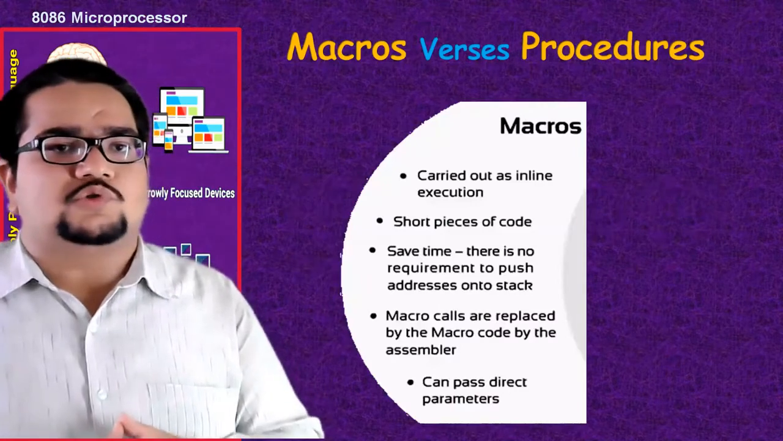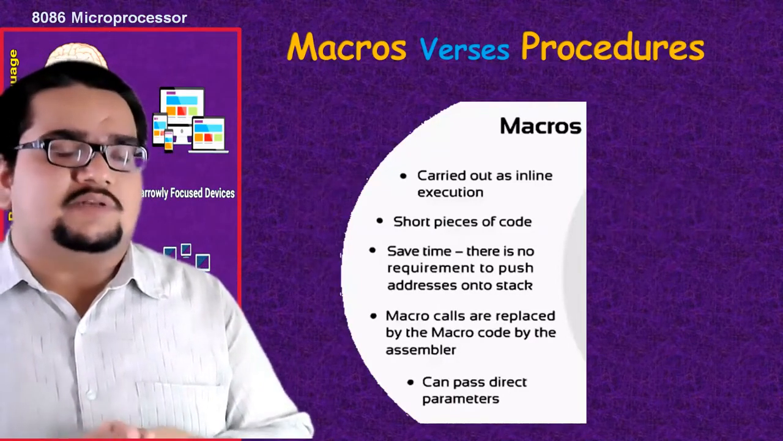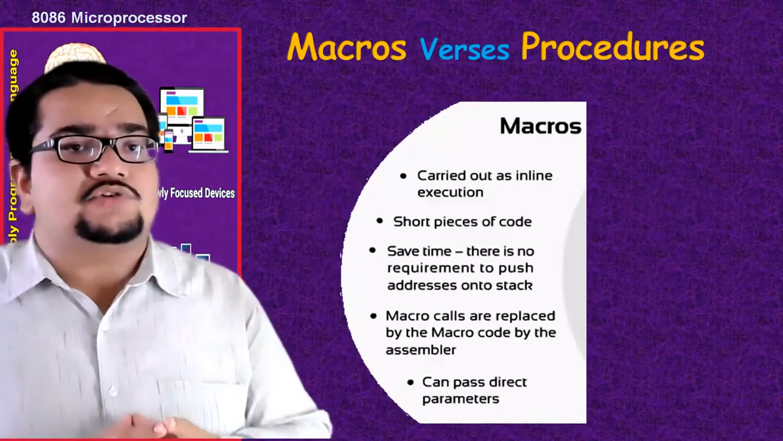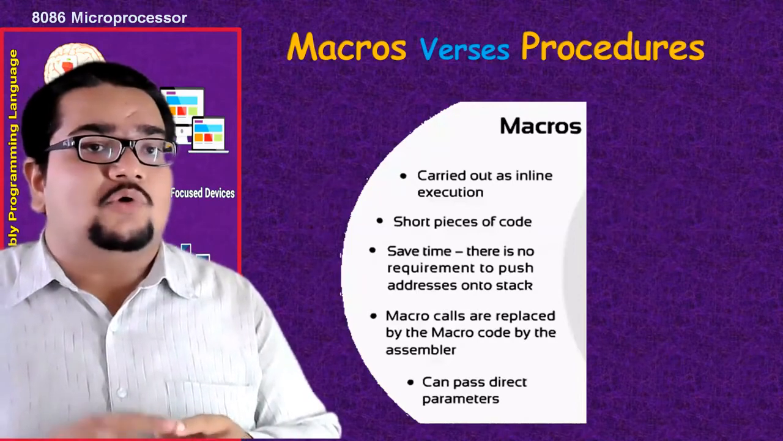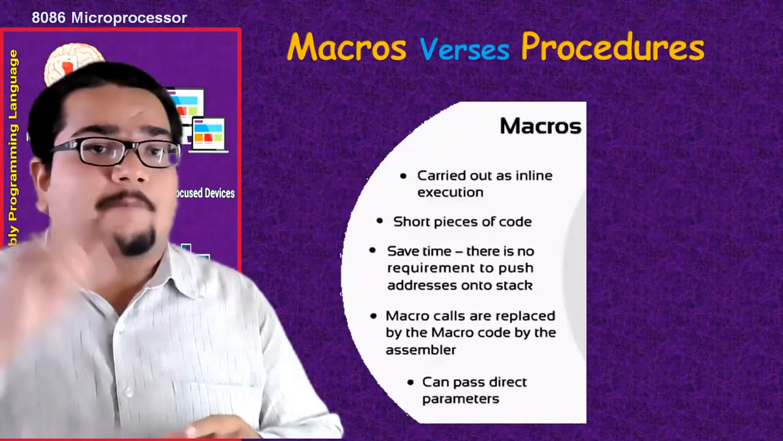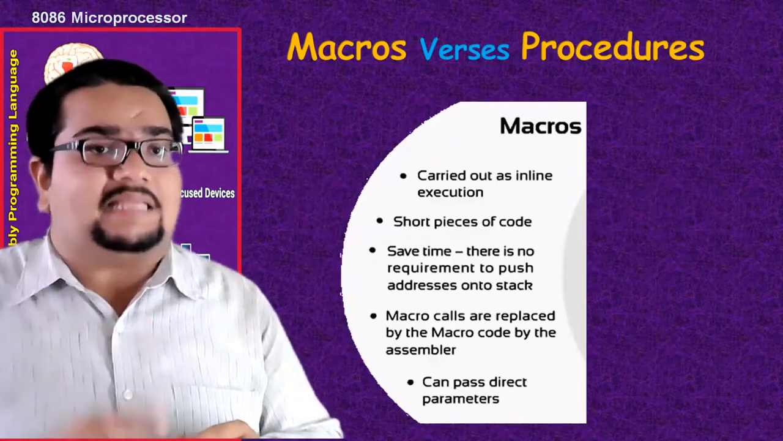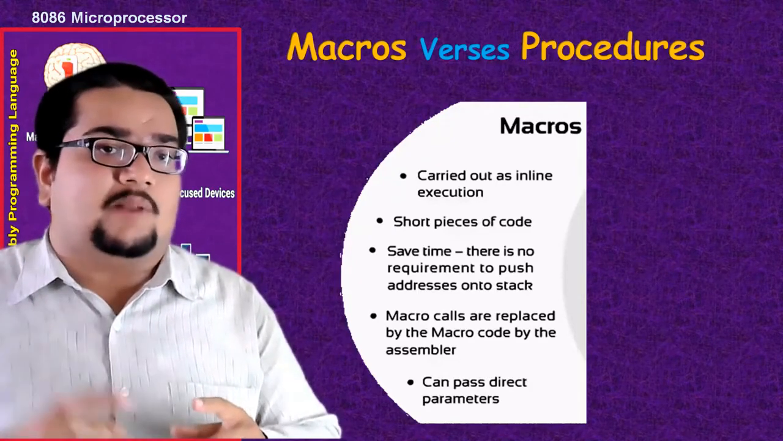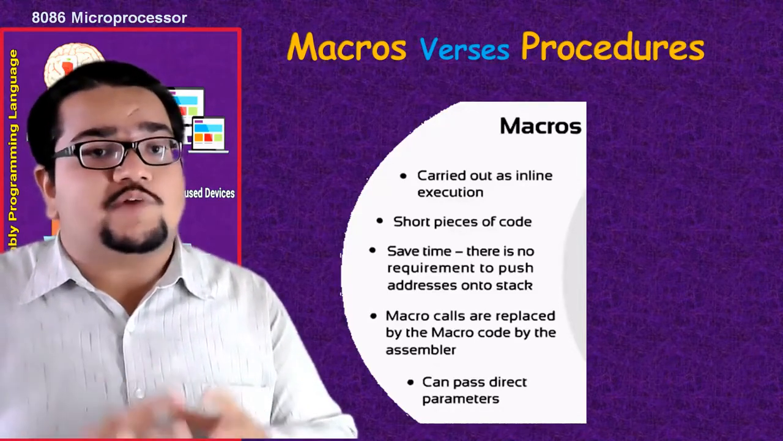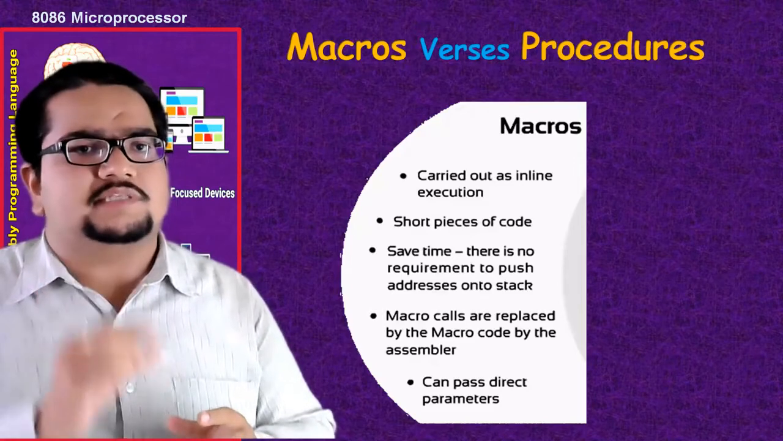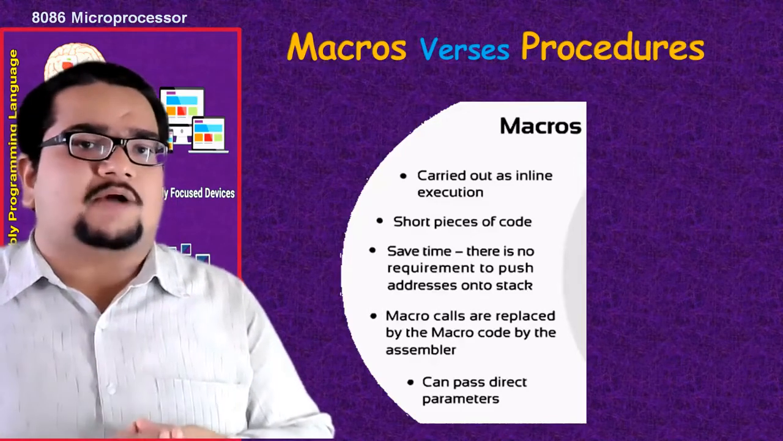So what are macros? They are carried out as an inline execution. Inline execution means that once you write a macro at one place and later call that macro, the macro instructions will be copy pasted into the main program itself. That is why the program execution flow is inline. It is not going away from the main program. That is what we call inline execution. It is used for short pieces of code, very few instructions that you want to repeat many times.